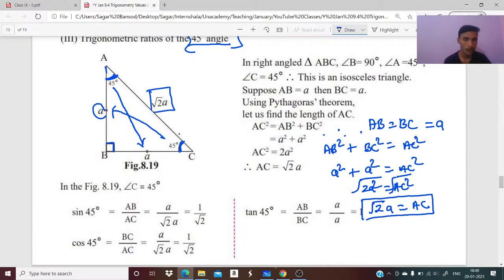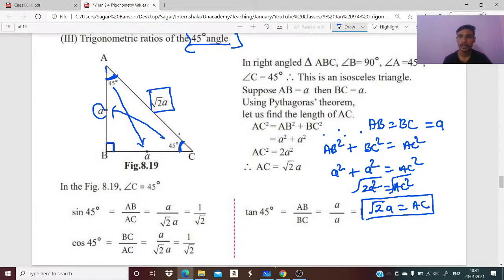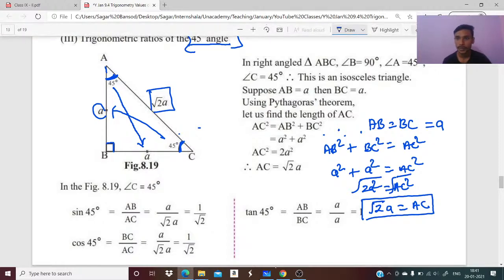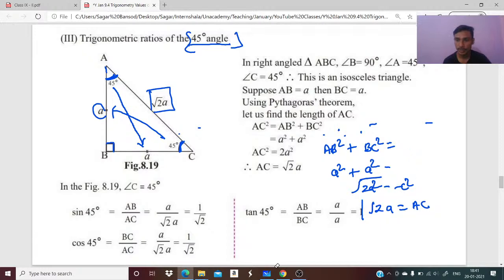So now I hope that you are able to understand all the things. In this way I have got the length of my hypotenuse as root 2 times A. Fine. Now let us calculate the sine, cos and tan ratios for angle C.